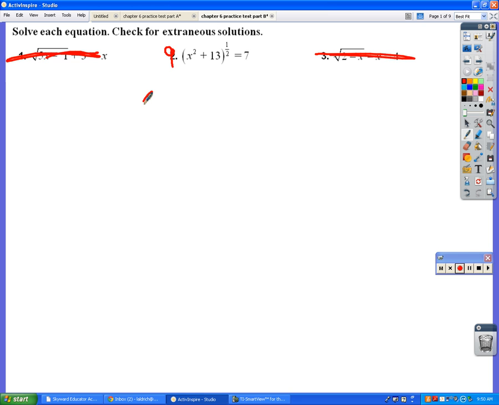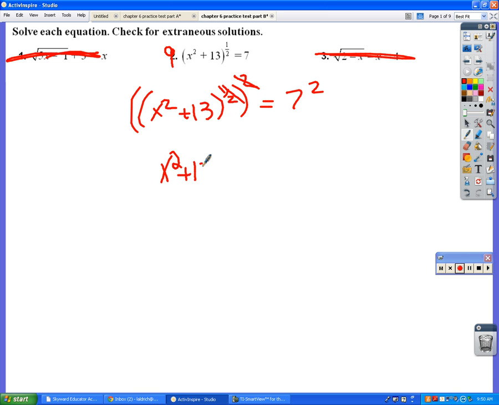Okay. So I'm going to take x squared plus 13 to the 1/2 and raise that whole thing to the second power, which means I need to raise the stuff on the right side of the equation to the second power also. So if it's to the 1/2 power, to get rid of it, you square both sides. If it was to the 1/3 power, you would cube both sides. So you're always just going to do the opposite. So this 2 and 1/2 get crossed out, and I get x squared plus 13 equals 49.